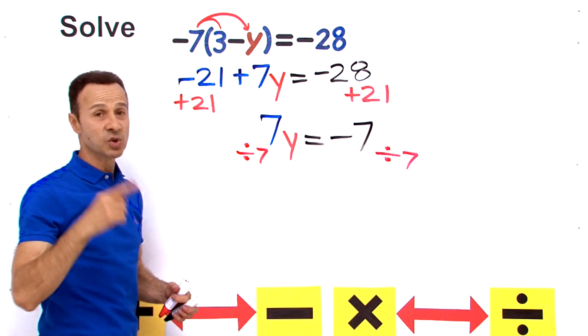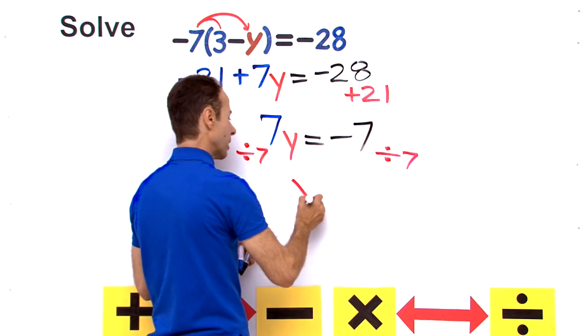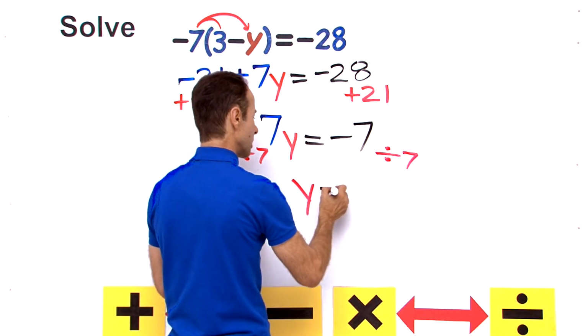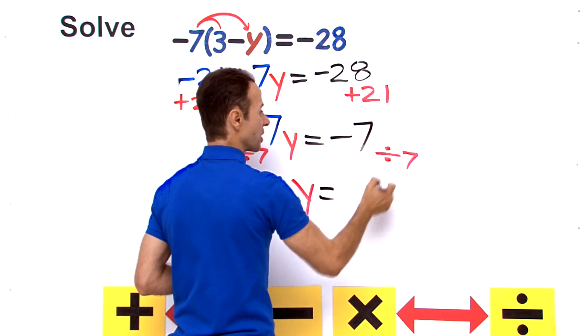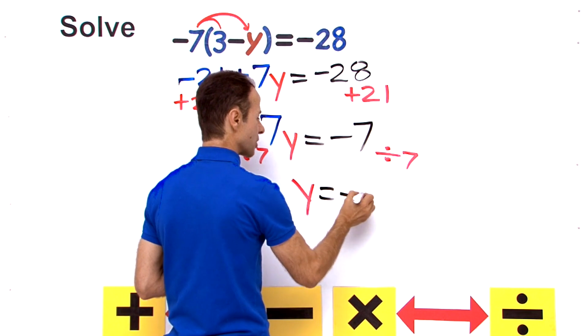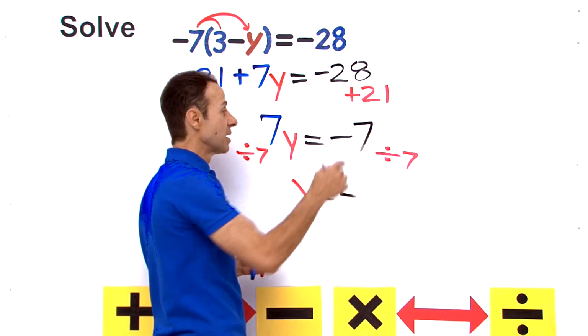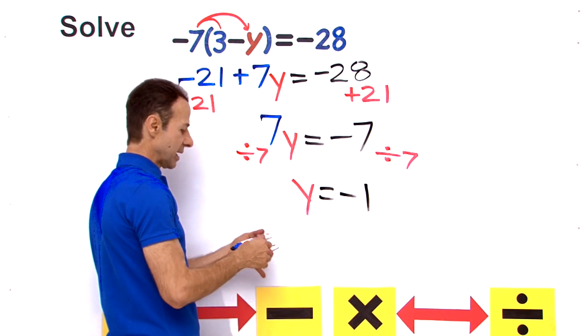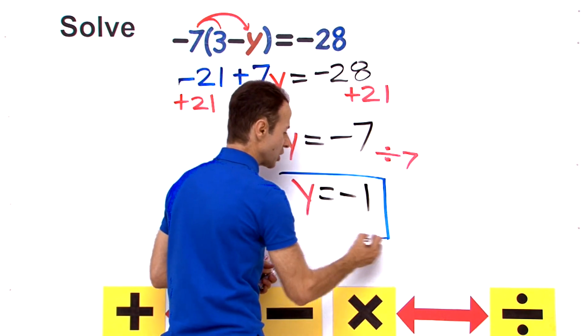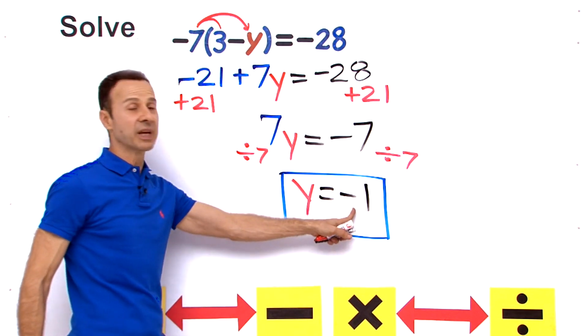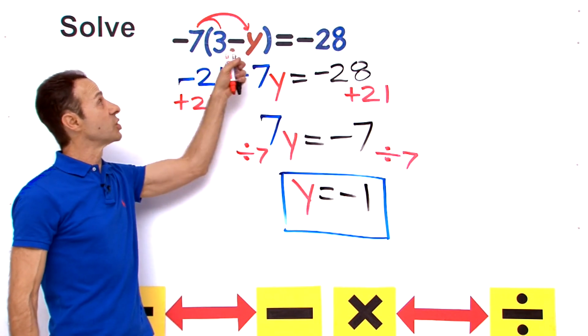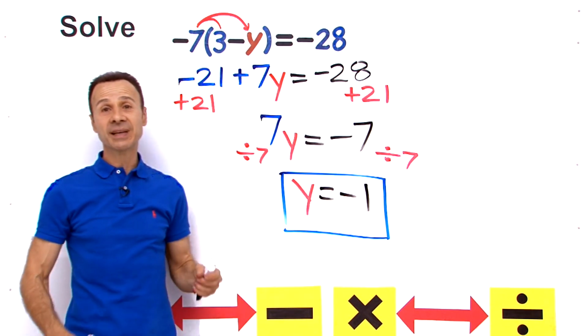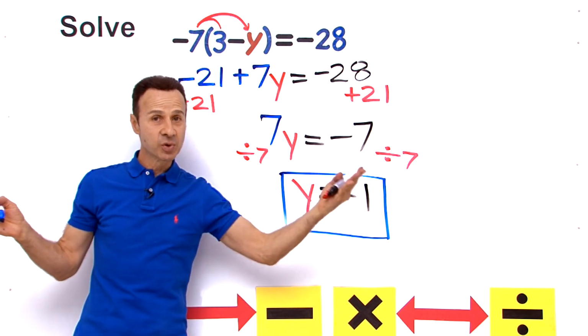7 divided by 7 is 1, so we're left with 1y. y equals -7 divided by 7, that's going to be a negative, because a negative divided by a positive is negative. 7 divided by 7 is 1. So y equals -1. And if you want to check, just substitute y equals -1 into the original equation, and you'll find out that left-hand side equals right-hand side.